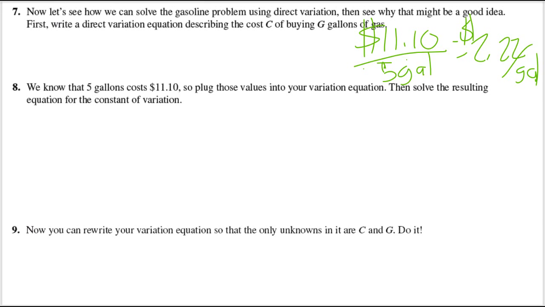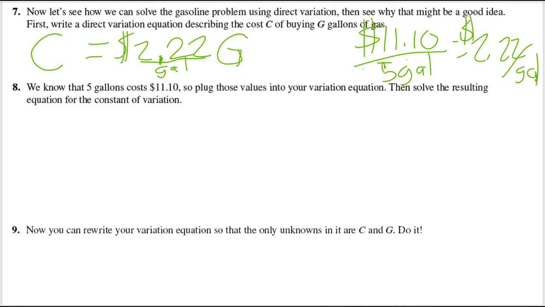And we know if we multiply the number of gallons by 2.22, we're going to get the cost. And so we can say 2.22 G equals C. And actually, I'm going to call that dollars per gallon. So the gallons will cancel out when I multiply by the number of gallons. Okay. So, question 8, restart the video once you've done question 8.